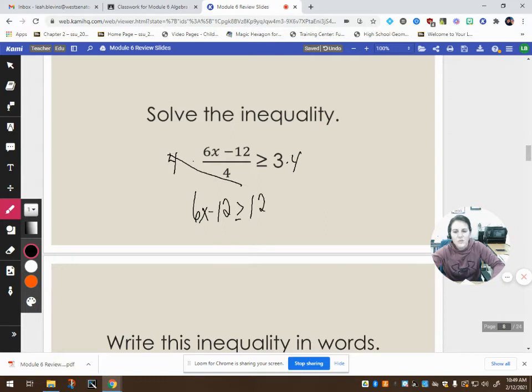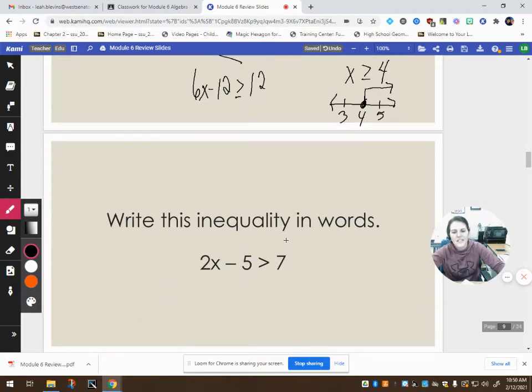Okay, so we're going to add 12 to both sides. So I have 6x is greater than or equal to 24. Divide both sides by 6, and x is greater than or equal to 4. So we're going to go up here to 4, put a closed circle. We want to look at the x values that are greater than or equal to 4.